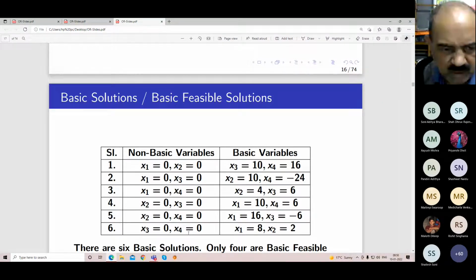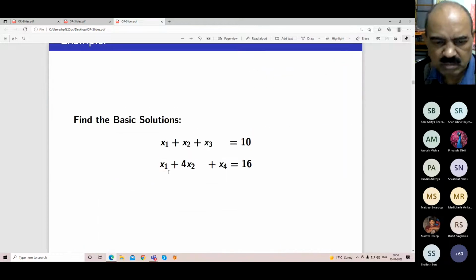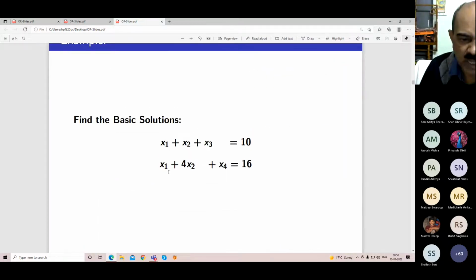So now to calculate: once I am setting x1 zero and x2 zero, what is the solution? x1 zero, x2 zero. What is the solution?